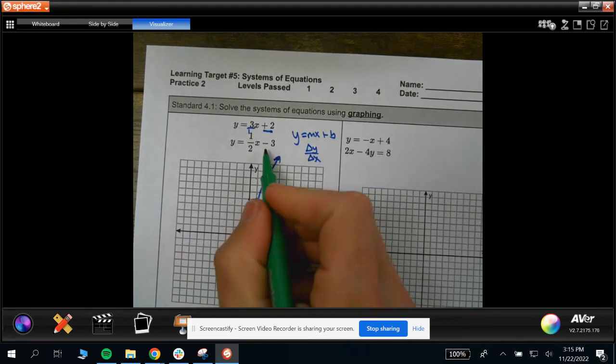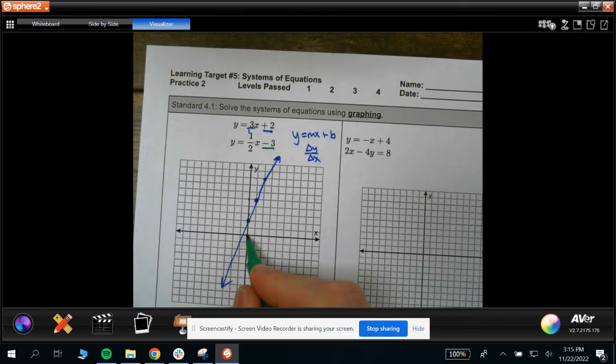My second equation here, 1/2 x minus 3. I'm going to start at minus 3, the y-intercept, start here. 1, 2, 3 down. I put a point right there. Now my slope is 1/2, so I go up 1 and 2 to the right. 1, 2, up 1, 2 to the right, and so forth and so on.